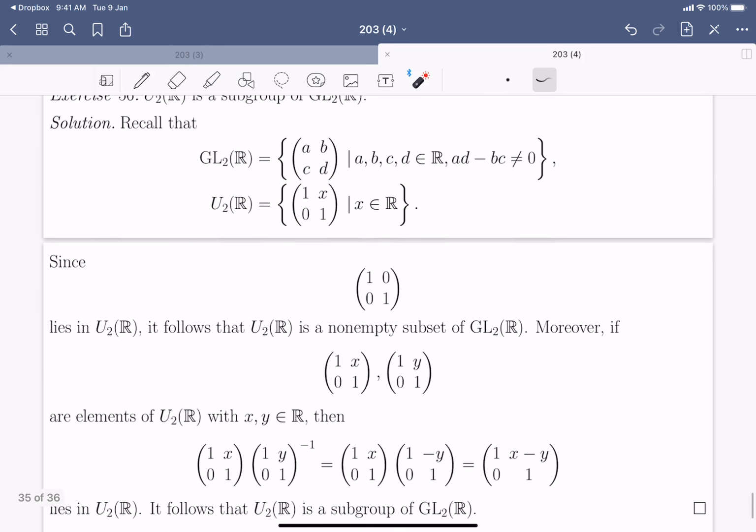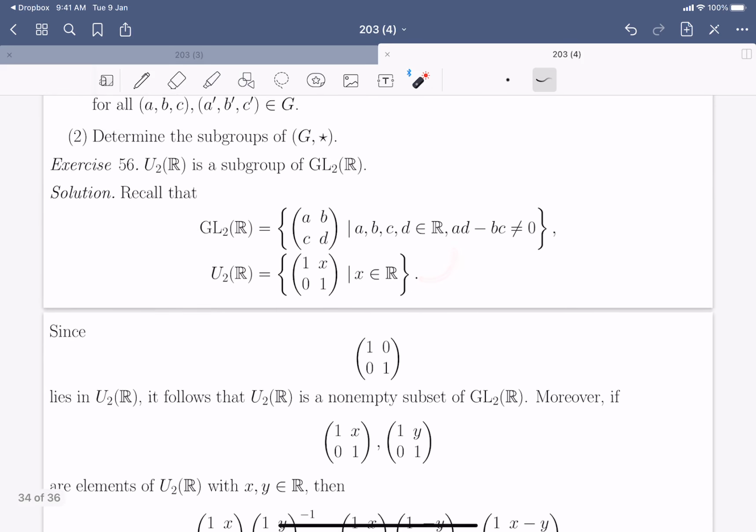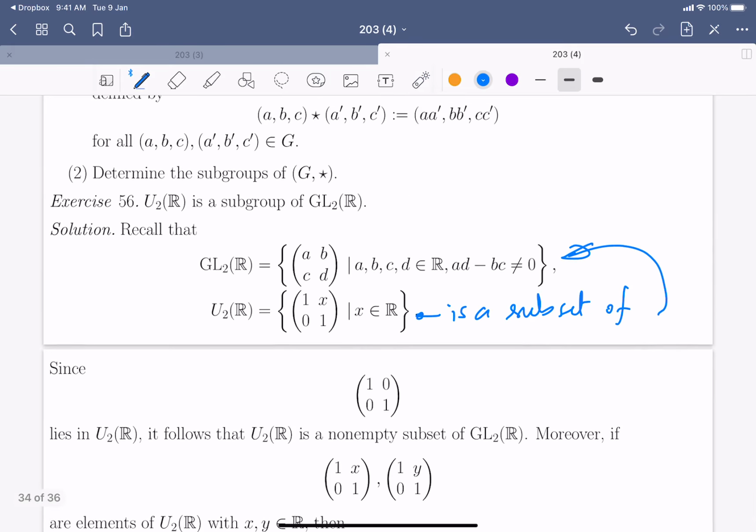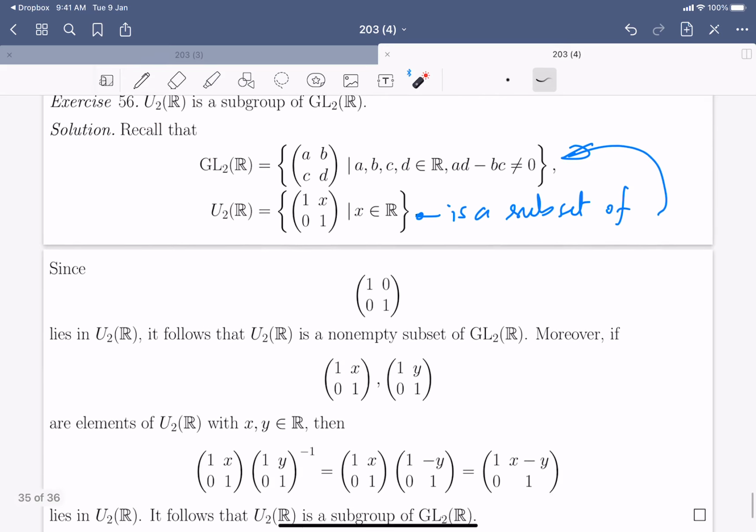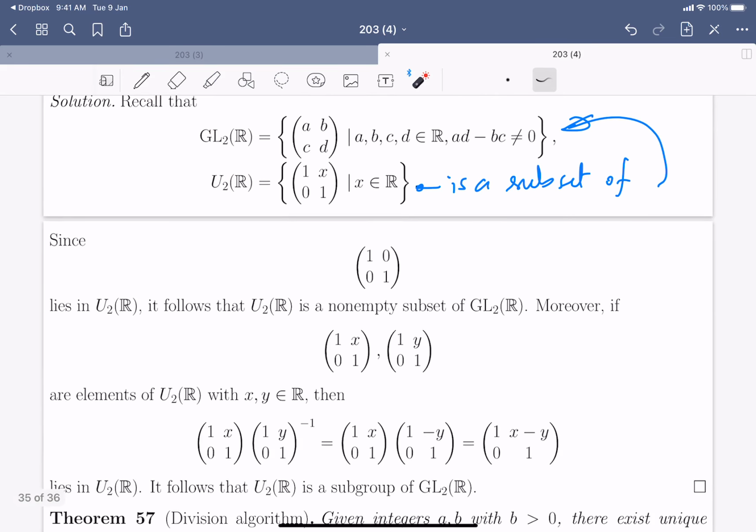Then you see that U2R is a subset of the above one. So that's the first criterion to be a subgroup: first one has to have a subset. And once you have this subset, you see that the identity element lies inside U2R because you can take X to be 0. So what you have seen is that U2R is a non-empty subset of GL2R.